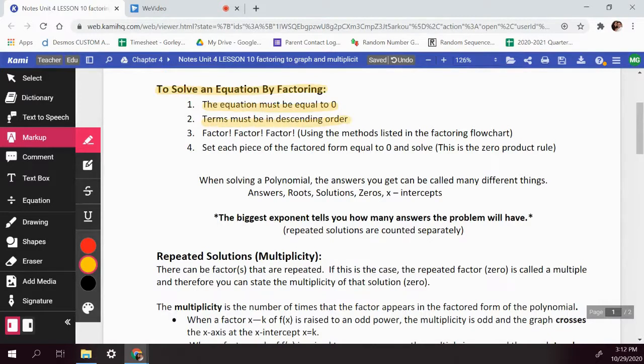Put the terms in descending order with the highest exponents on the left and the lowest on the right. Factor until you can't anymore, right? Use the methods listed in the flow chart.